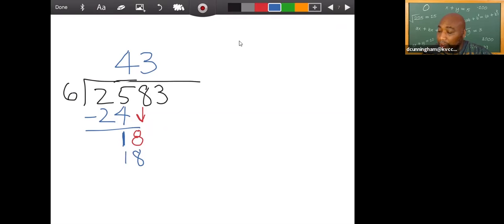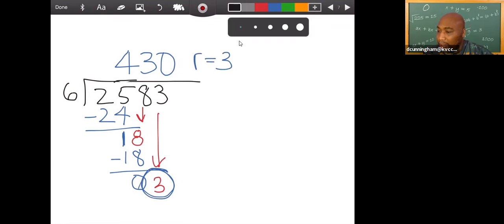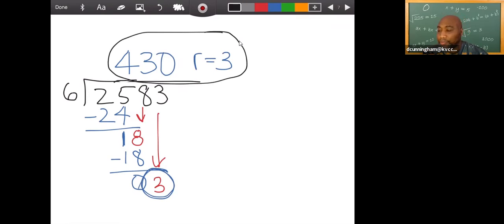And then next time we're going to subtract that. This is 0. And then we bring down the 3. Can 6 go into 3? No, it cannot. So in this case, we'll put a 0 here. And then we have nothing else to carry down. So in this case, this is our remainder. So we say with a remainder of 3. And that would be our answer.